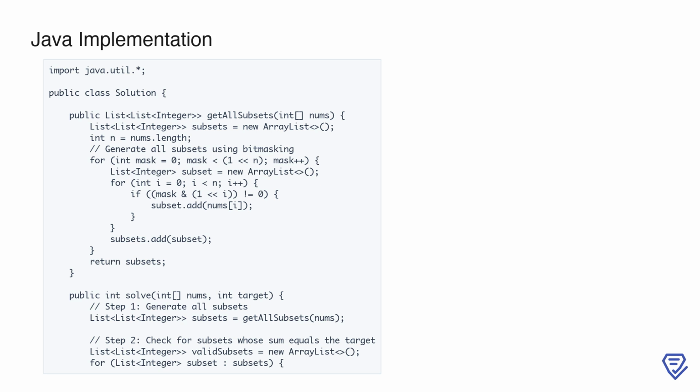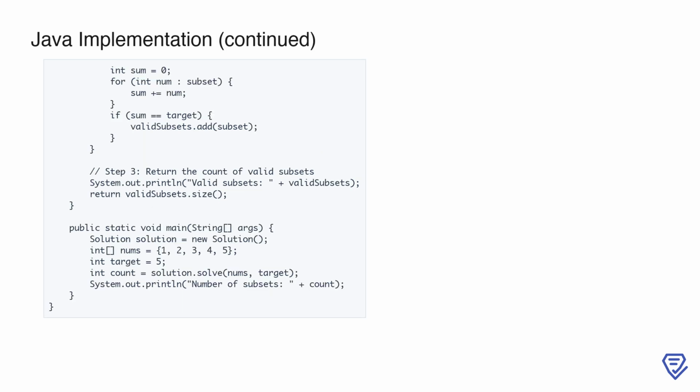To do this, we initialize an empty list called validSubsets to store the matching subsets. Now, we iterate through each subset from the list of all subsets. For each subset, we calculate its sum by iterating through its elements and adding them together. If the sum of the subset equals the target value, we add that subset to the validSubsets list. Once we've checked all subsets, the validSubsets list will contain only those subsets whose sum matches the target.